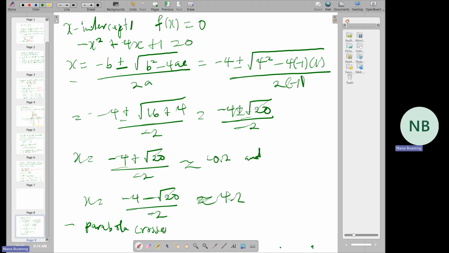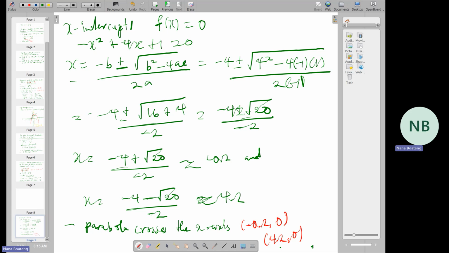It crosses the x-axis at this point, -0.2, and the y value is 0, and 4.2 and 0. So these are the x-intercepts.